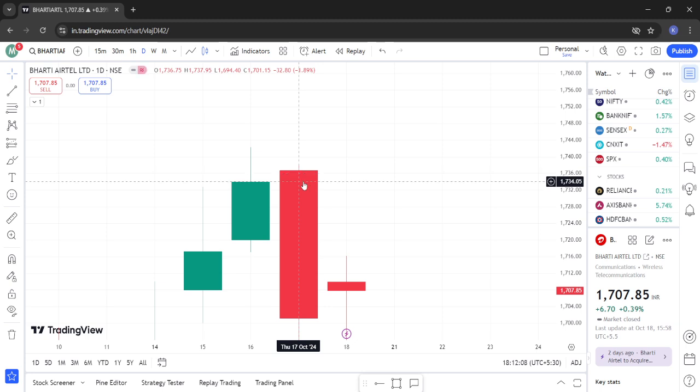So the price that we are seeing on the screen is 1736.75. The high price for that particular day was 1737.95. Similarly, the low price, the lowest price that we can see, is 1694.4. And the close price over here stands at 1701.15.